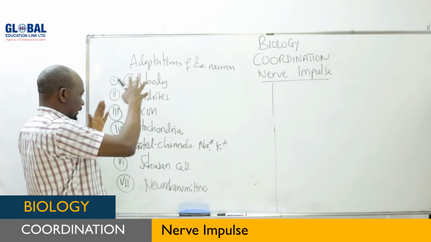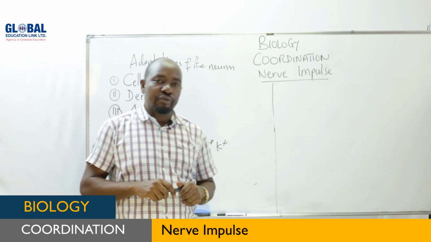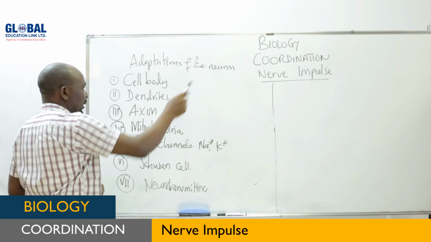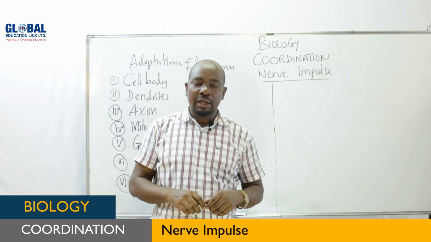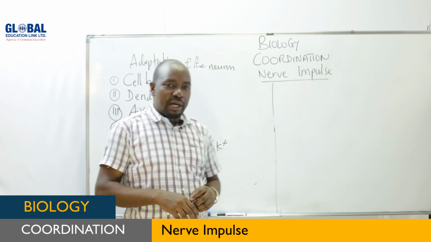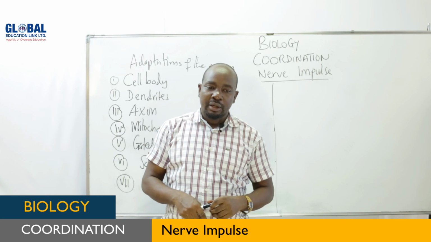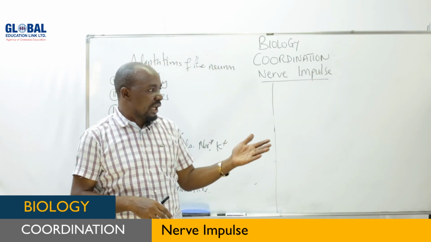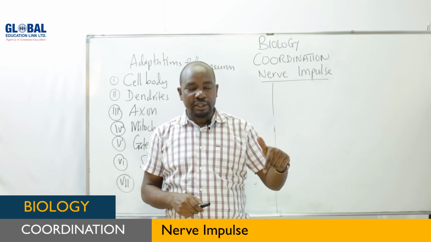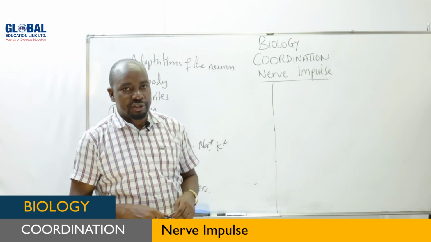So understanding these features and their advantages, this is the adaptation of the neuron to the function it performs. And the major function of the neuron is transmission of the nerve impulse. To this moment, I hope you are now comfortable with the question of how the neurons are adapted for transmission of the nerve impulse, because it demands that you explain the features the neuron possesses which relate to its efficient function.